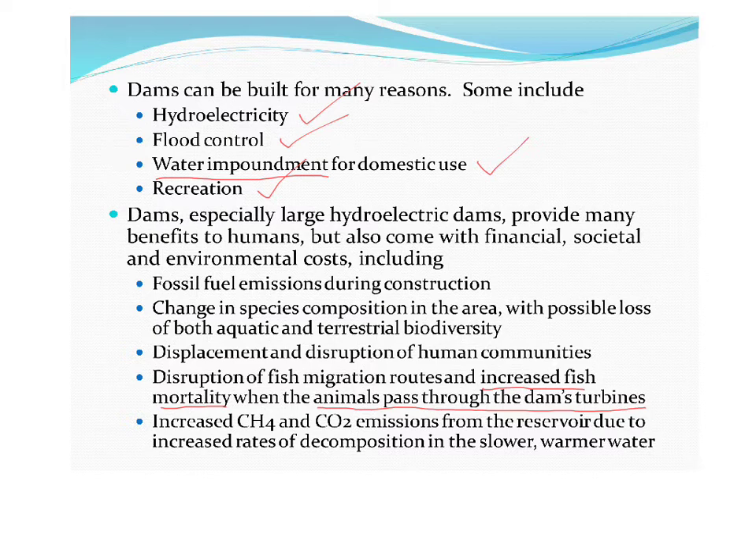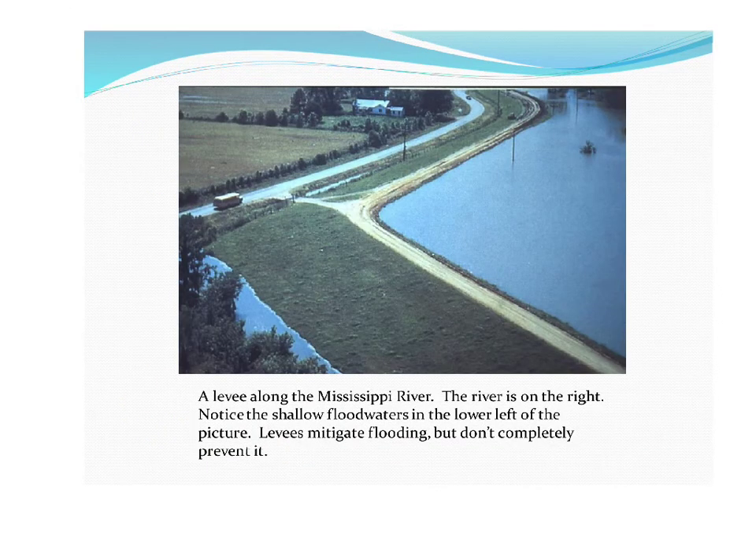We also have increased methane and carbon dioxide emissions from the reservoir water due to increased rates of decomposition. There is decomposition in the water in rivers. However, when you slow down water, it gets warmer. When water gets warmer, rates of decomposition go up. So the slower, warmer water has higher rates of decomposition, and decomposition puts both methane and carbon dioxide, which are both greenhouse gases, into the atmosphere.